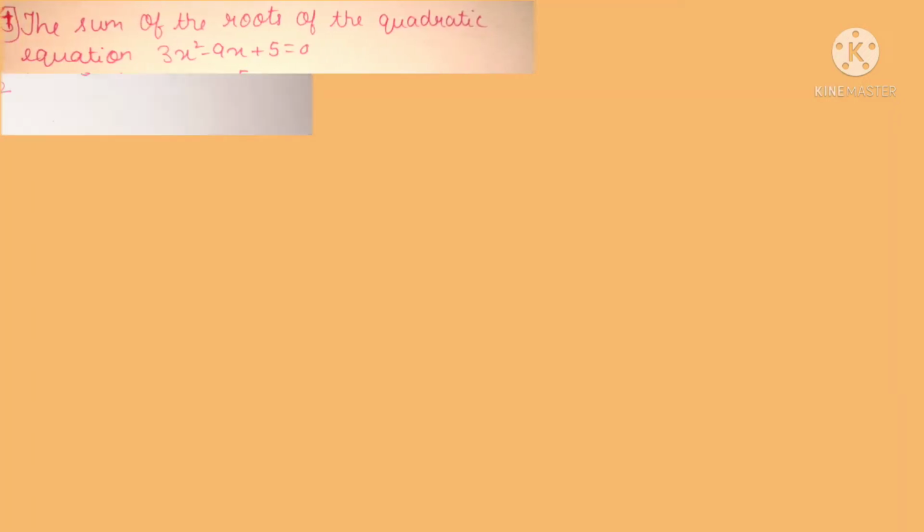Move on to the fourth main question. Here the question is the sum of the roots of the quadratic equation 3x square minus 9x plus 5 is equal to 0.